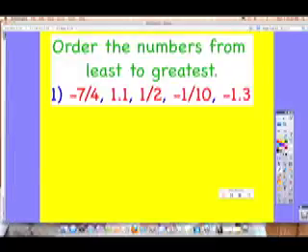Okay, the directions say order the numbers from least to greatest. So it's like we're starting with the fish that's at the bottom of the ocean and then we're going up. Okay, so here we go.